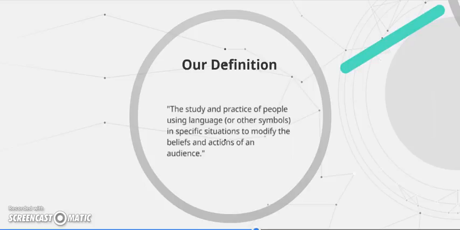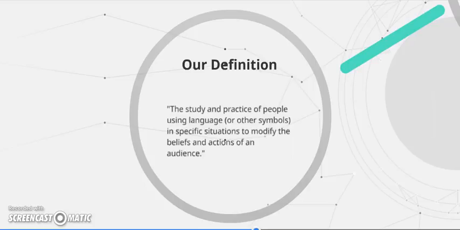The next key words are modify the beliefs and actions. Actually, I would say beliefs or actions, because you can do one without the other. By beliefs, I'm trying to capture the possibility that all you're after is intellectual consent. You're trying to convince somebody that something is the case, and you're not really interested in them acting beyond that. In other instances, your goal is to modify their actions, to get your listeners or your readers to do something.